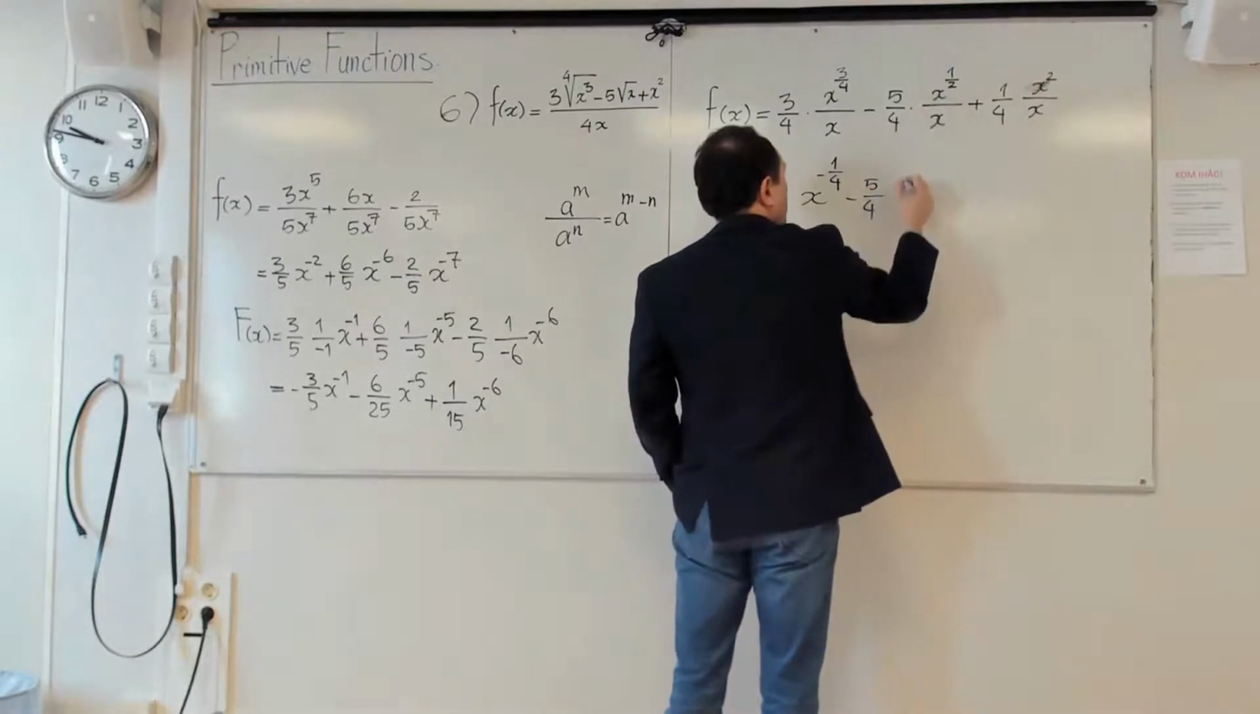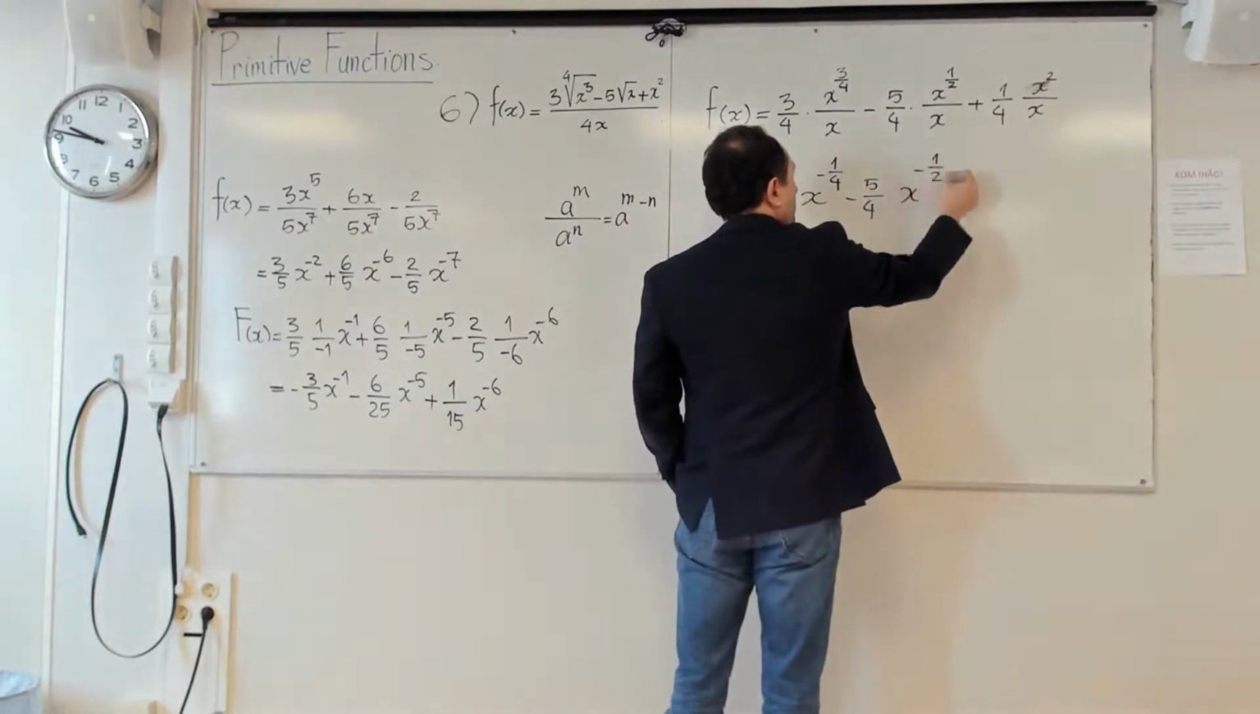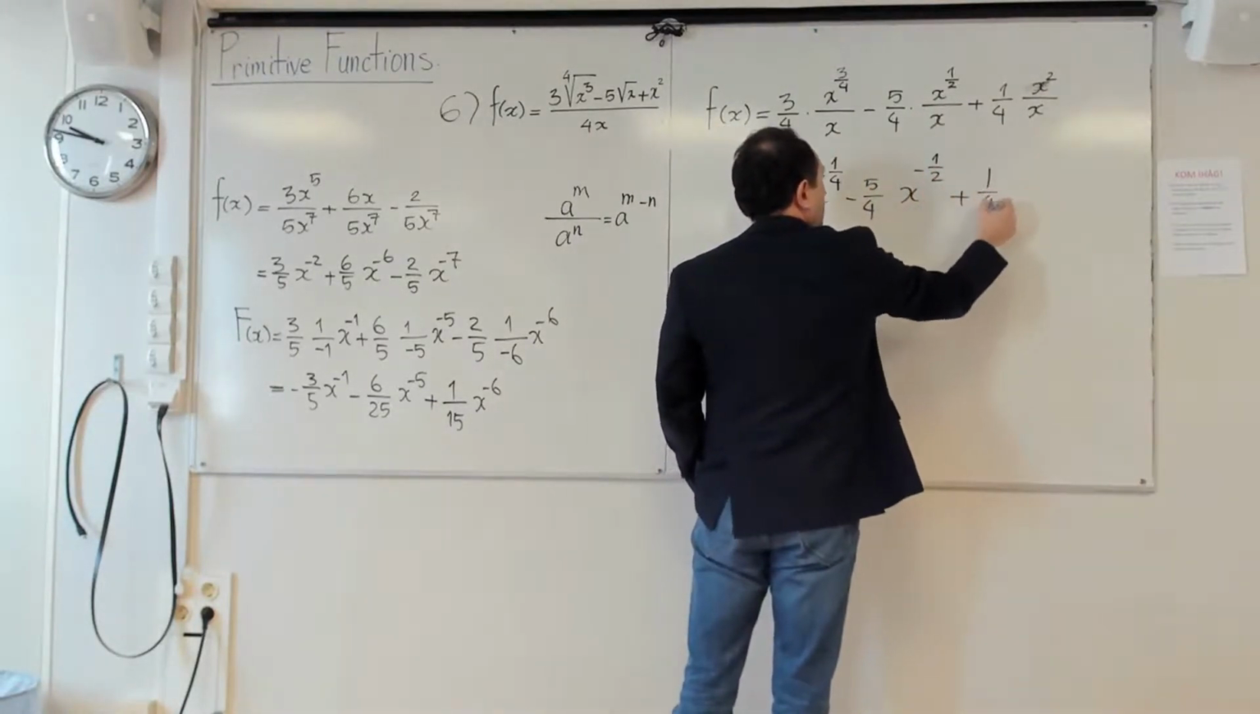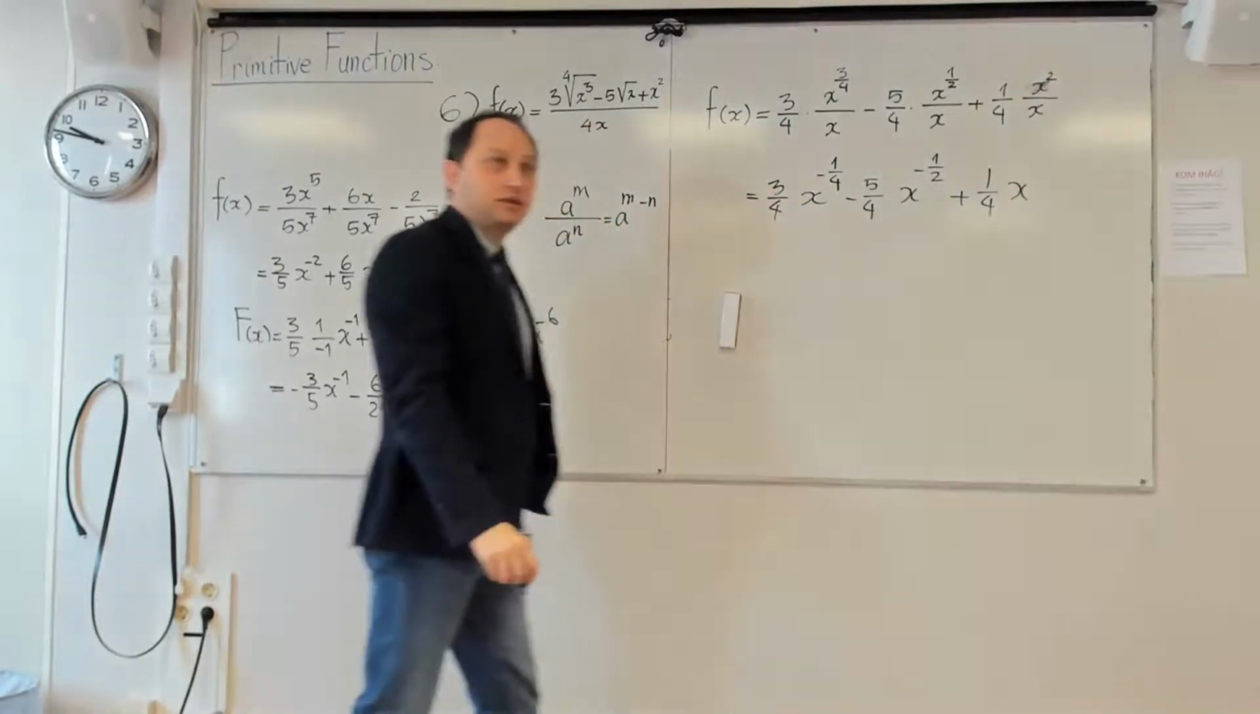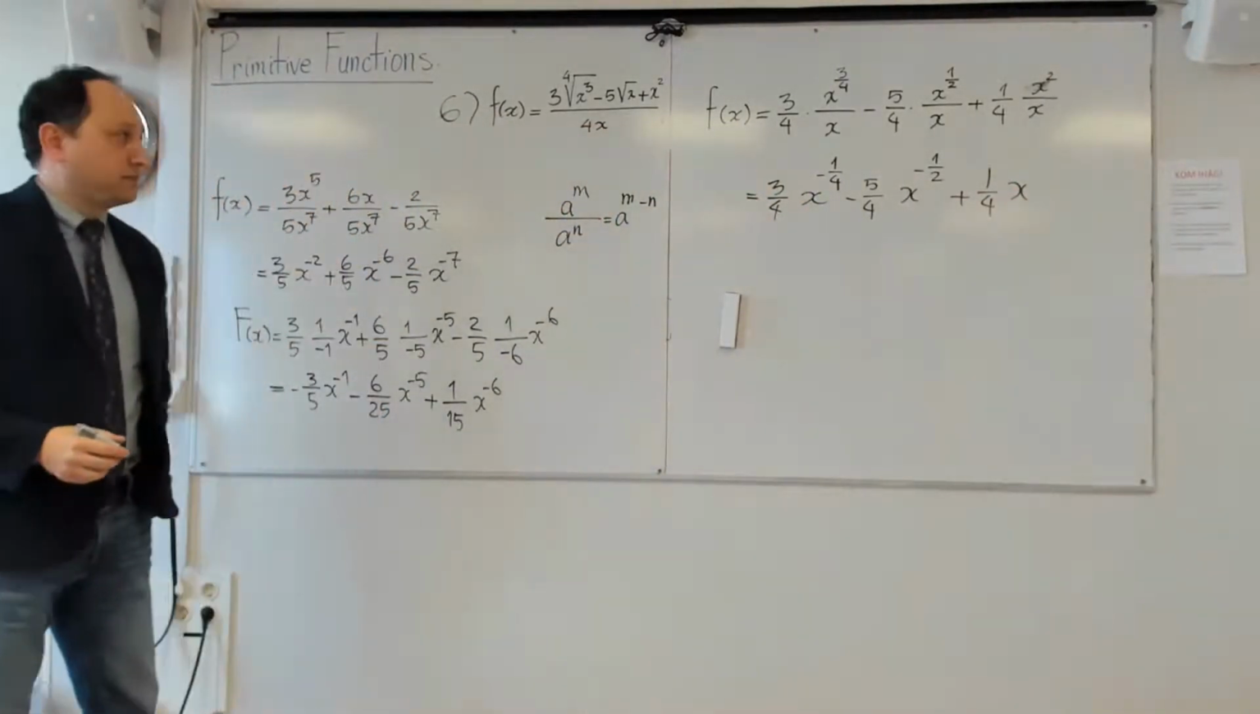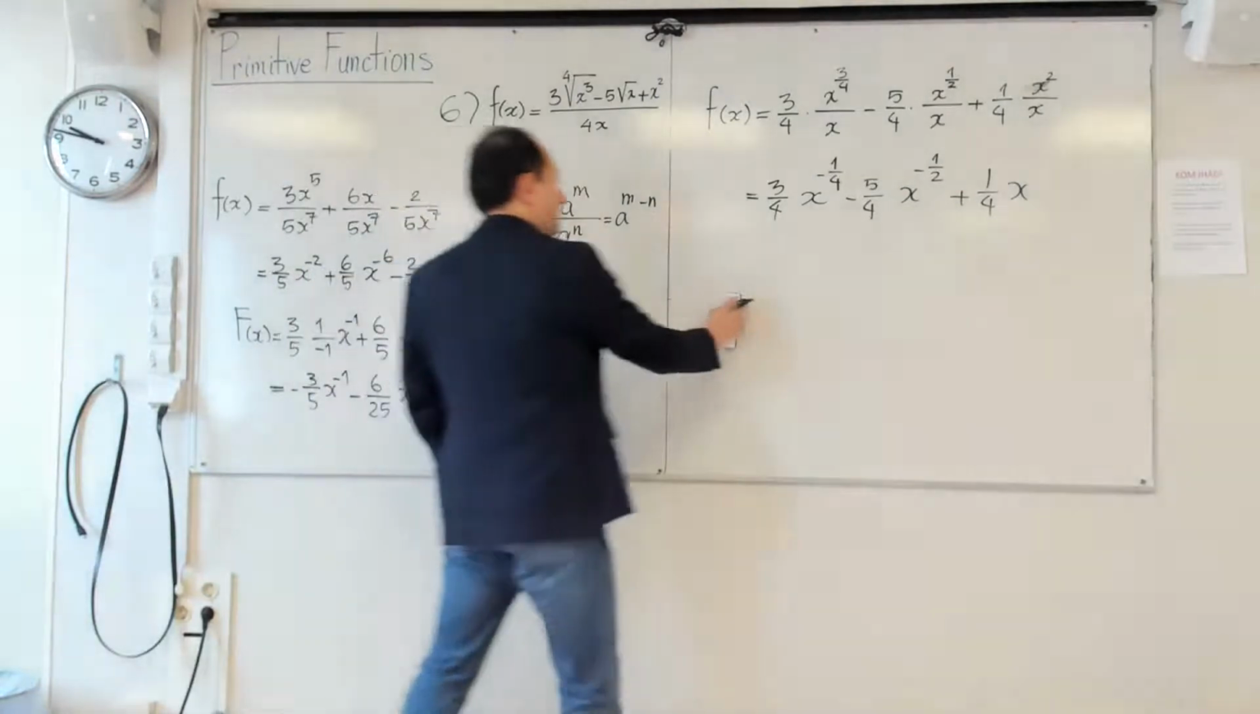What is this one now? Minus 1. Minus 1/2, yes. And this one? X. X, simplest. Now everything is in order. Now I start the process. The process, you know what to do, yes?